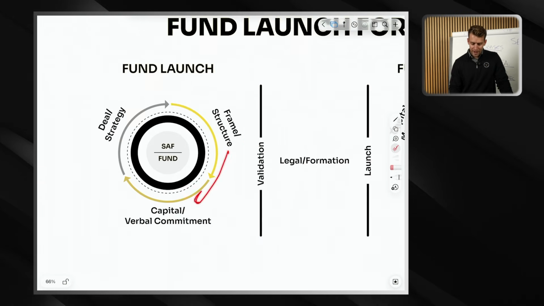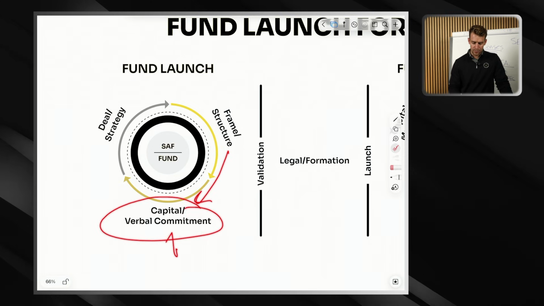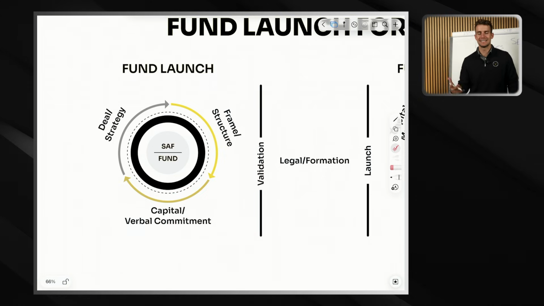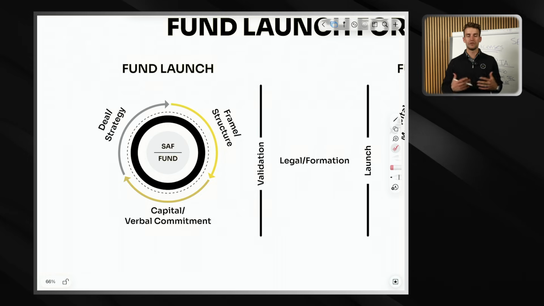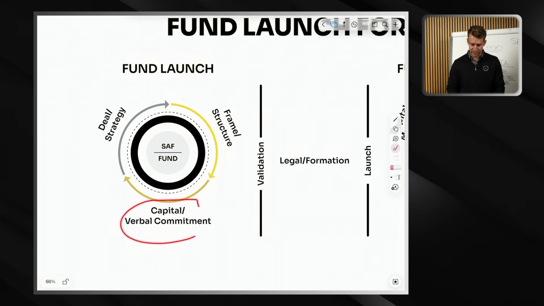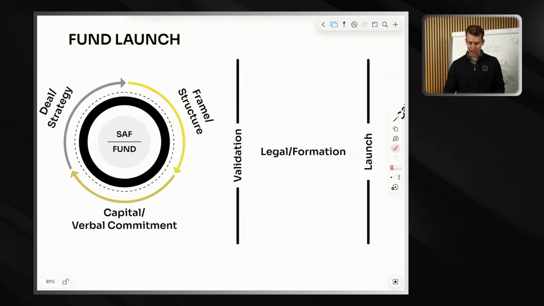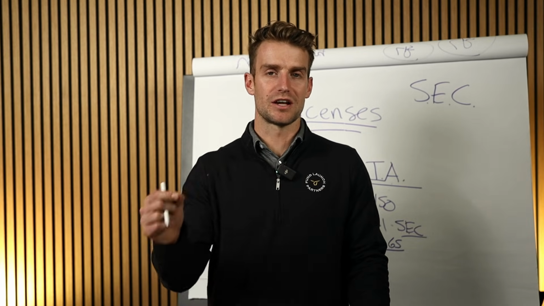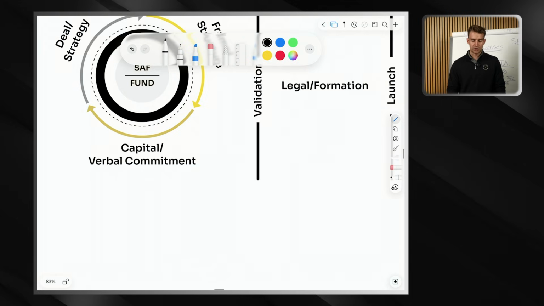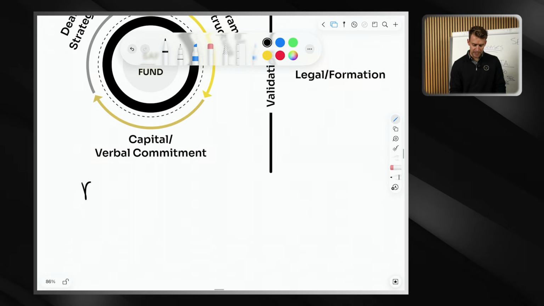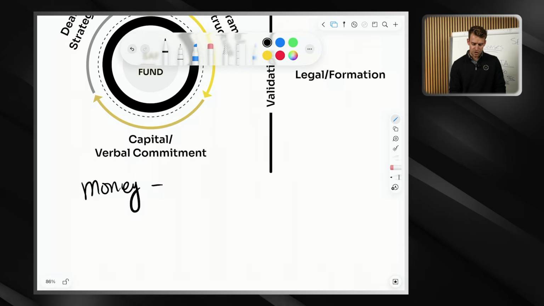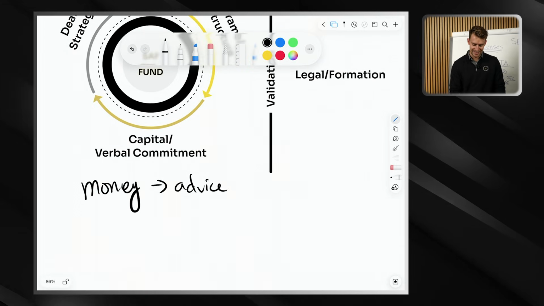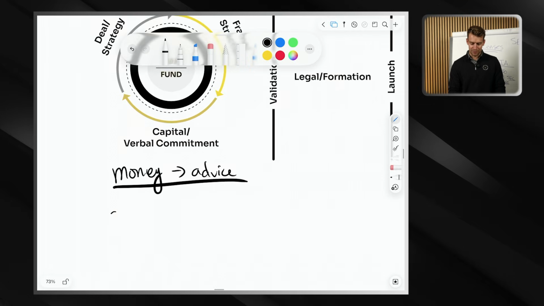Then go and actually see if people would potentially invest into this thing. Start floating this around to real-world investors to gain validation. You want to have dozens of people lined up saying, yes, once you launch that fund, I want in. A little trick I used as well is if you go ask people for money, you generally get advice. But if you go and ask people for advice, you generally get money.